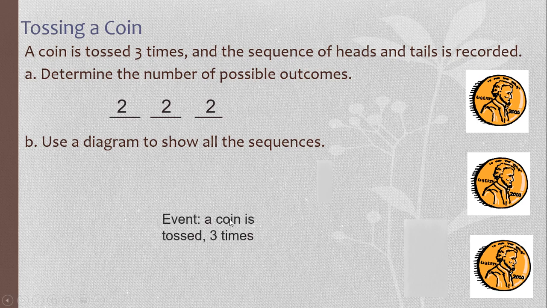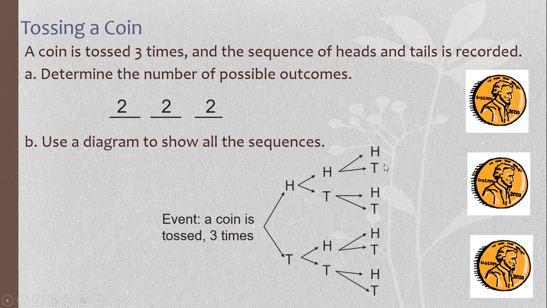But what are all those possibilities? Let's take a look. Well, the first coin could either be a heads or tails. The second coin after each of those could be a heads or a tails. And the third coin after each of those could be a heads or a tails. So here's your 8 possibilities. 1, 2, 3, 4, 5, 6, 7, 8. 8 possibilities.